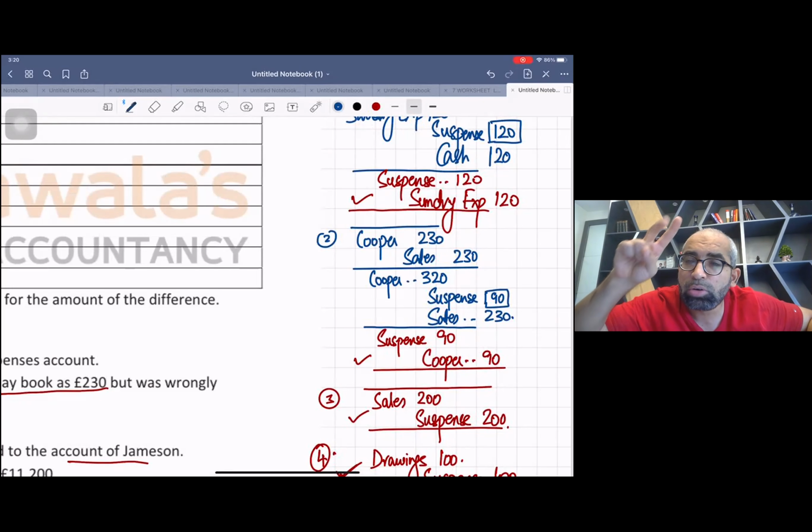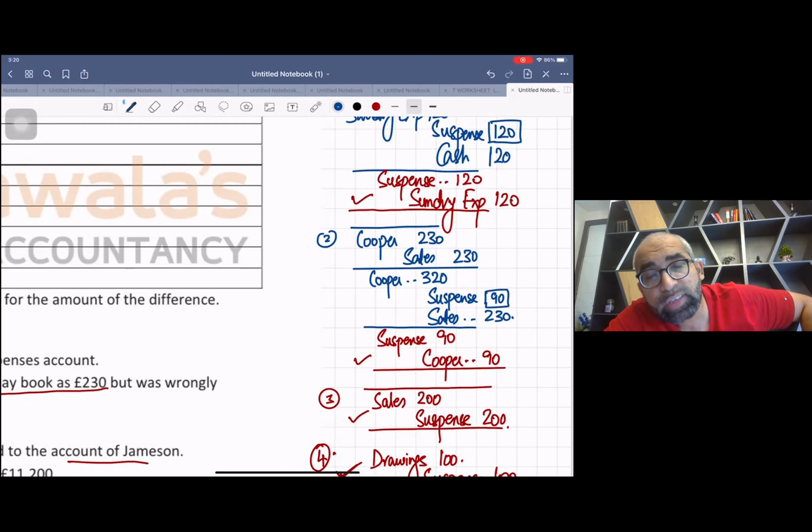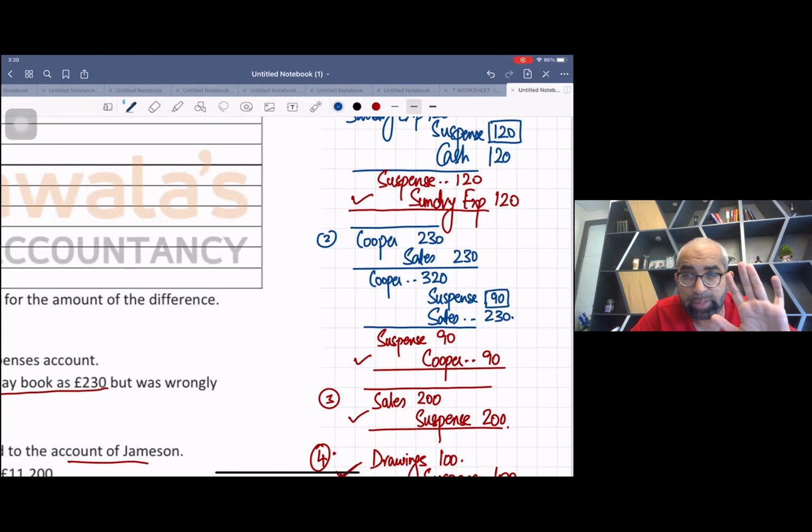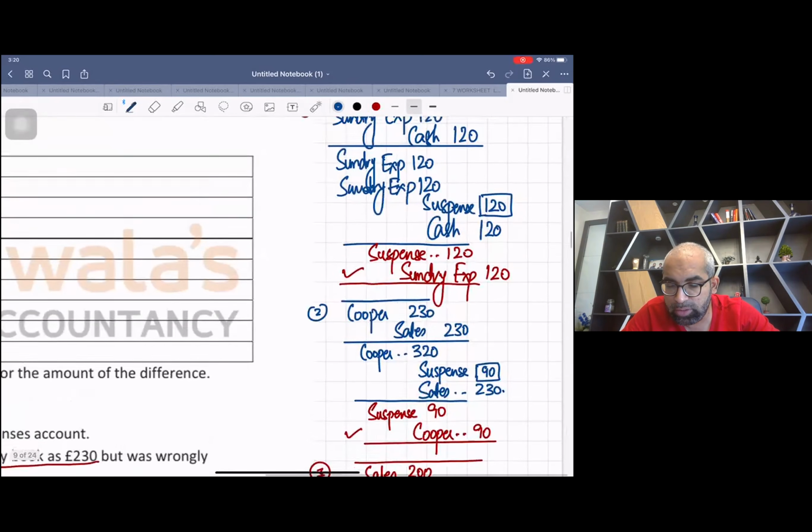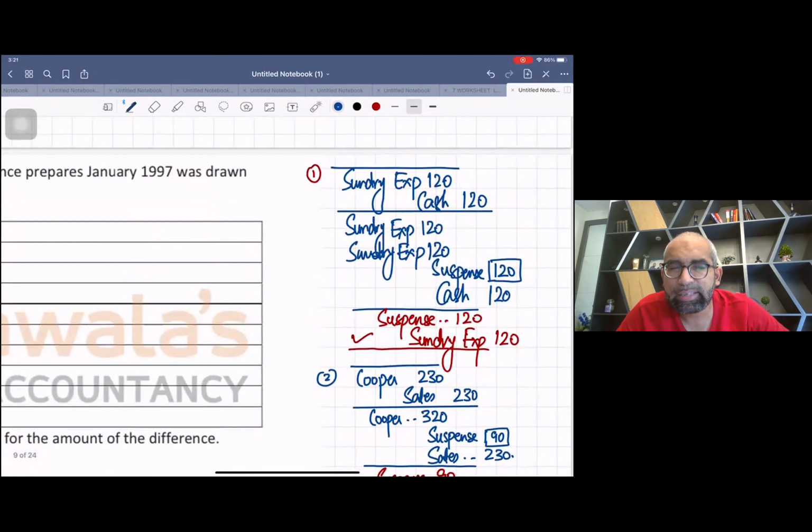Sundry expense was also wrong, debtor was also wrong, sales also wrong, drawings also wrong. So let's correct it in the trial balance. Now please open your eyes. In this first correcting entry, we are crediting sundry expense. When expense goes up, we debit it, and when expense goes down, we credit it.